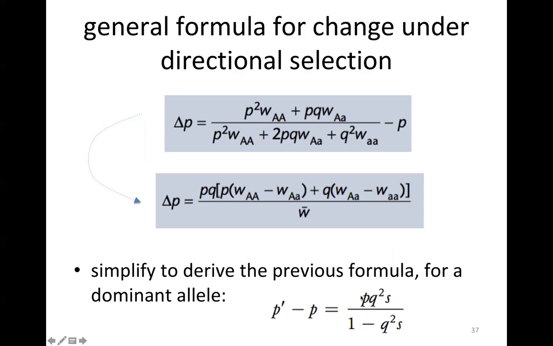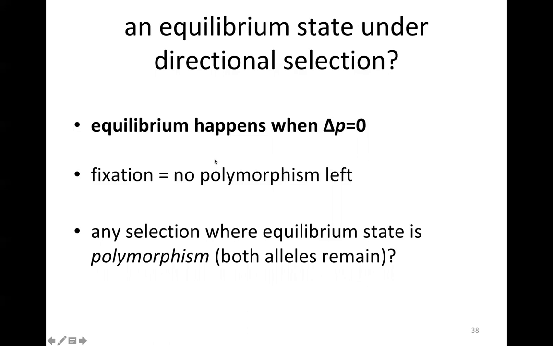So this can become 0 only when Q is 0, right? When Q reaches 0, the population will reach equilibrium, and it will be a stable equilibrium. Once it reaches there, there's no polymorphism left. A1, or capital A, has fixed, the alternative has been lost. And so the population will remain there until a new mutation, whatever happens.